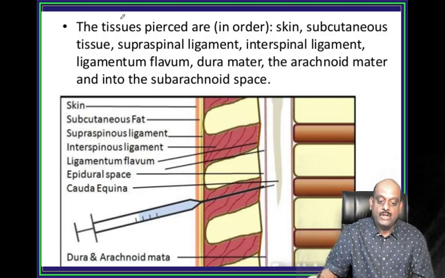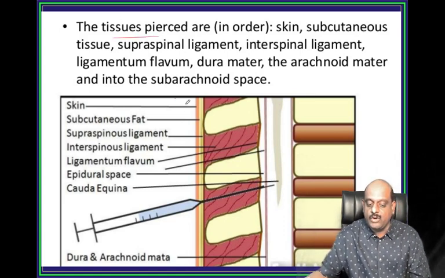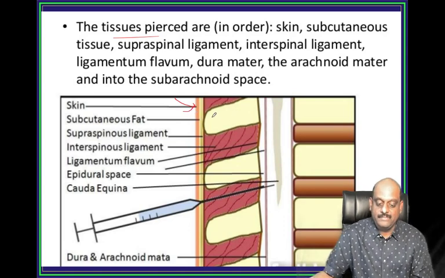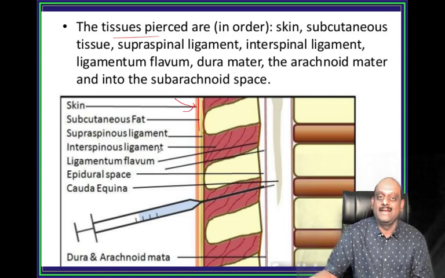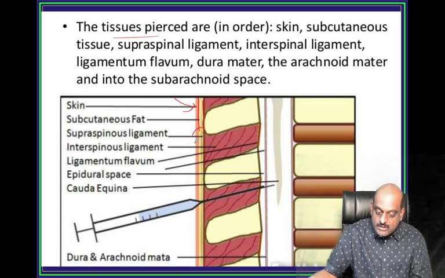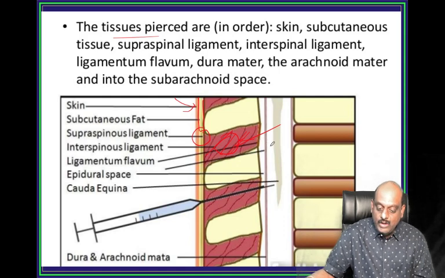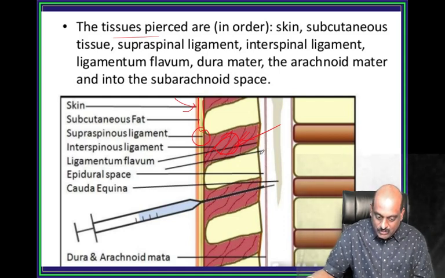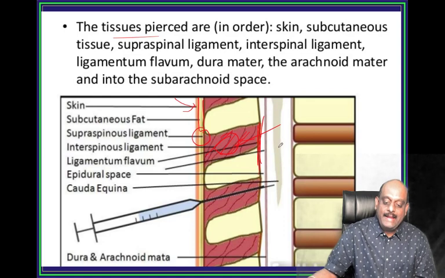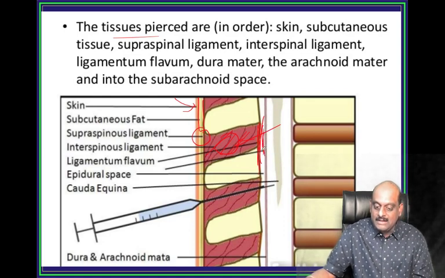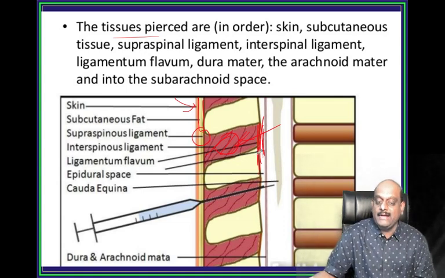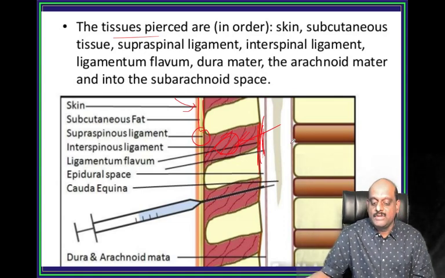Excellent. So, doctor, the tissues being pierced in order are skin, subcutaneous tissue, then the supraspinous ligament, then the interspinous ligament. All this area is interspinous ligament. Then you have the ligamentum flavum. Then you have the dura mater, and the arachnoid mater, and then you will enter into the subarachnoid space.